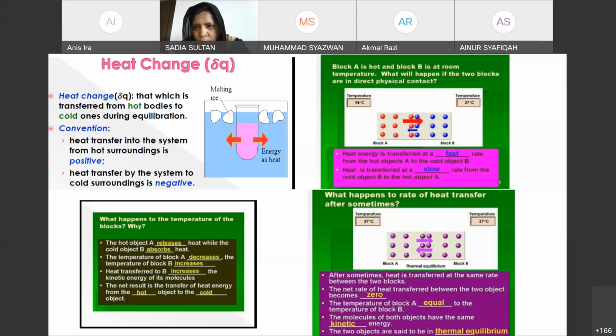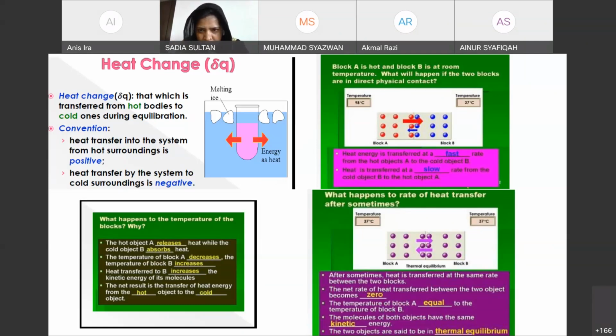Heat is transferred at a low rate from B to A. In contrast, from cold to hot it will be slow, and from hot to cold it will be fast. Okay.